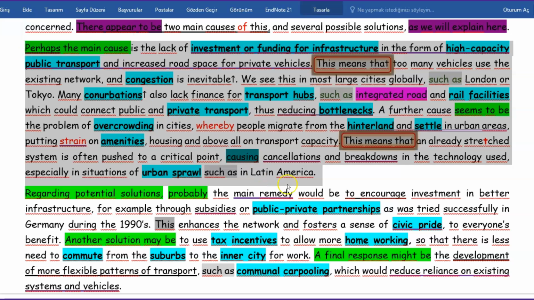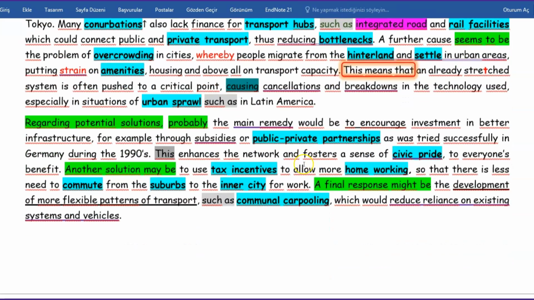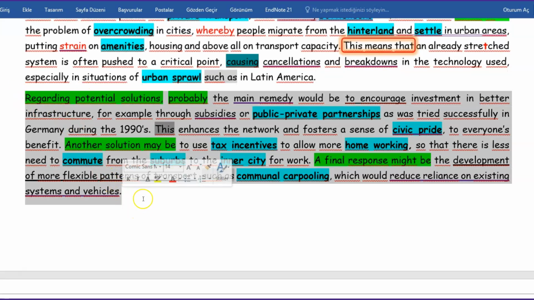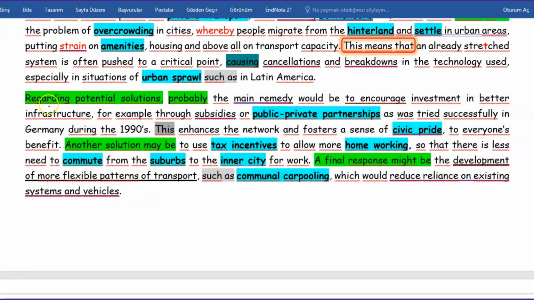Okay? Yeah, I explained here. And the next paragraph is regarding providing remedies, right? Regarding potential solutions, the candidate uses tentative language because these are not 100% real solutions. We don't know actually. Regarding a potential solution, probably the main remedy would be to encourage investment in better infrastructure, for instance, for example, through subsidized or public-private partnership.